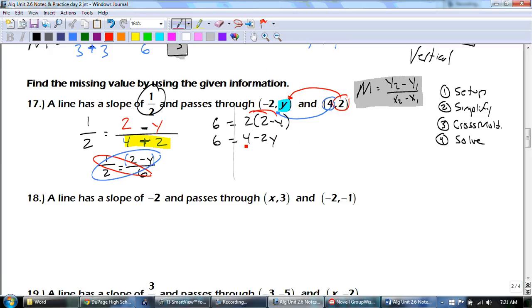And now solve. I'd subtract 4 from both sides because I want to get the y by itself. 6 minus 4 is 2. And then to get the y by itself, I would divide by -2. And 2 divided by -2 makes y equal -1. So set it up, simplify, cross multiply, solve.